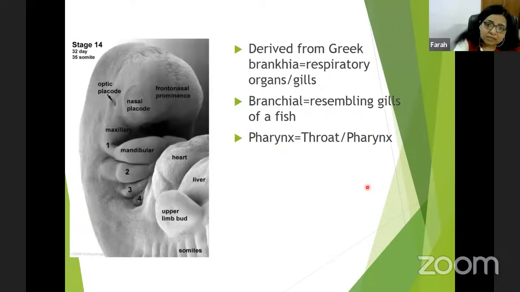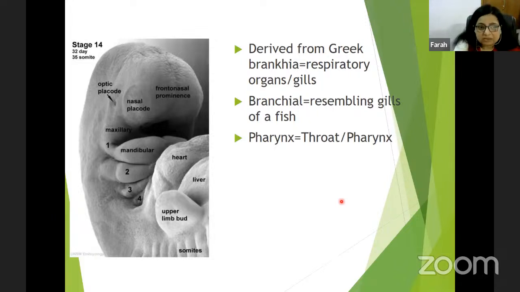Now, why has this term been coined? Why has it been named as branchial or pharyngeal? That I'm going to tell you. See, it is derived from a Greek word branchia, which means respiratory organs or gills of a fish. And branchial is in Latin, which means resembling gills of a fish. So in human beings, the gills of a fish are not actually there. They resemble the gills of a fish.